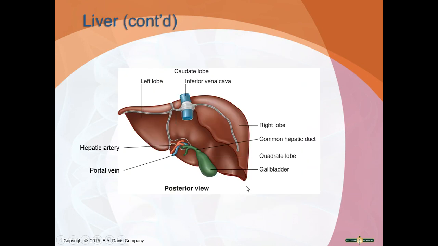In the posterior view, you can see the caudate lobe near the inferior vena cava. So we'll find the inferior vena cava, here we go, and the caudate lobe, and the quadrate lobe here is near the gallbladder, and they're visible from behind. The portal vein carries oxygen-poor but nutrient-rich blood from the digestive organs and spleen to the liver. So the portal vein is here, and then the hepatic artery delivers oxygenated blood from the aorta to the liver.